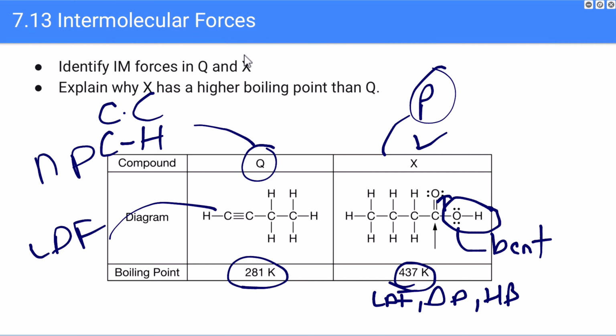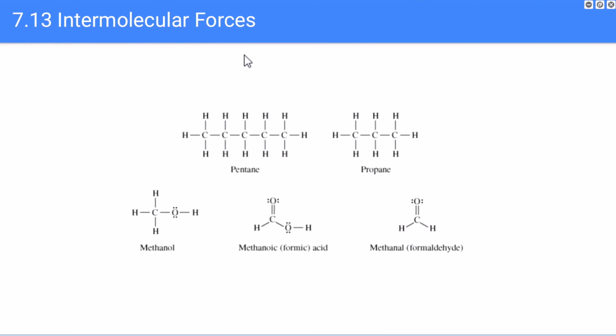So again, analyzing these molecules is not that different than how we analyze the smaller molecules. We just have a little bit more work to do in terms of looking at the molecule and figuring out if it's polar or nonpolar. In addition to that, we also just have to look for places where hydrogen bonding may or may not occur. So it does take a little bit more time to go through and analyze some of these.